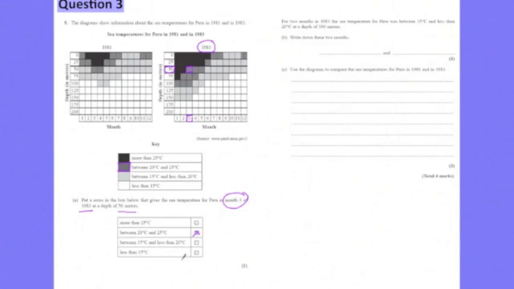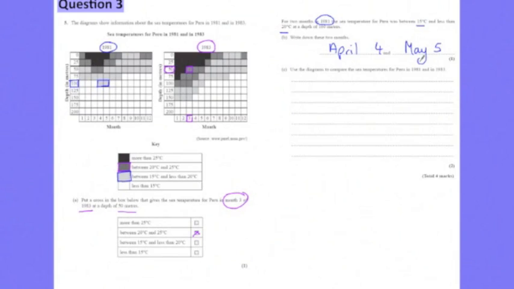For 2 months in 1981, so I'll change colour here. We're looking at 1981 now, this Chloroplast map. The sea temperature of Peru was between 15 and less than 20. 15 and less than 20 is the very light shading here. At a depth of 100 metres. This is 100 metres, and we're looking for this shading. The only 2 months where this shading is present is here, month 4 and month 5. 4 and 5, which corresponds to April and May.